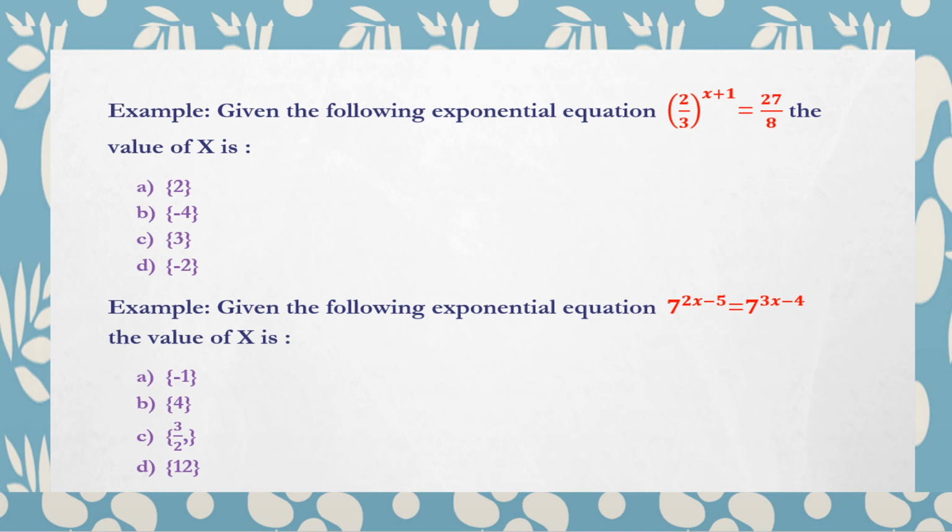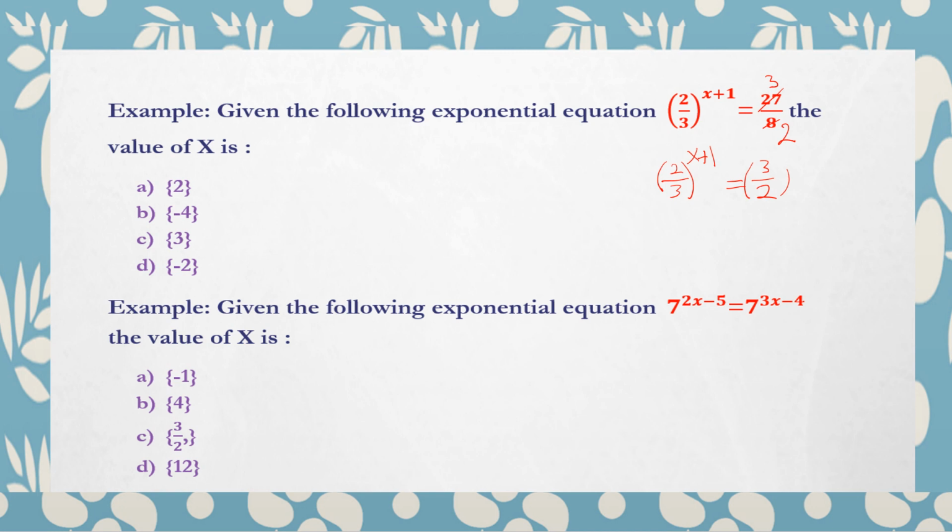Another example, given the following exponential equation, (2/3)^(x+1) equals 27/8. 27/8 means (3/2)^3. Then, in order to solve this equation, we have to equate the bases of both sides. The left hand side equals (2/3) to the power x plus 1, and the right hand side equals 3 over 2.